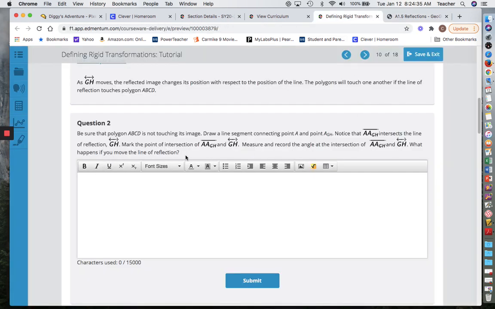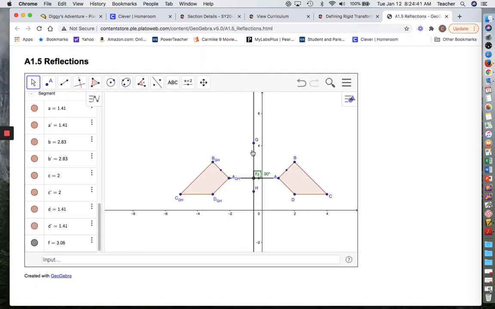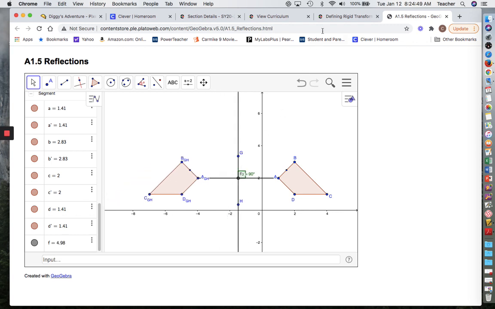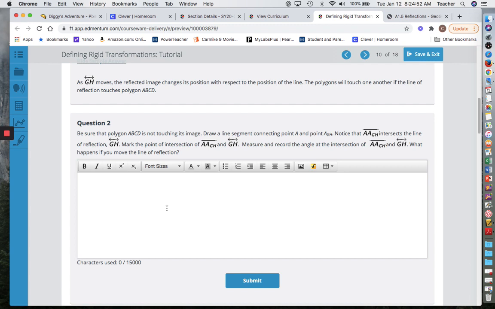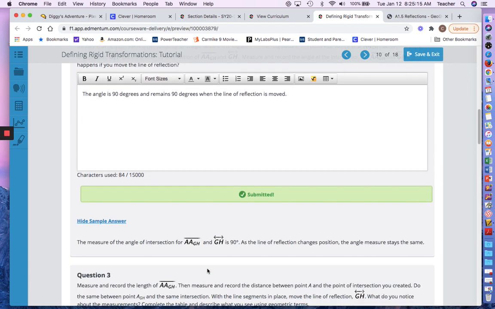Alright, what happens if you move the line of reflection? Alright, well, I'm going to come over here to move. I'm going to grab my line of reflection. Looks like my angle remains 90 no matter what. Even if I try to go up and down, it still says 90. So the angle is 90 degrees and remains 90 degrees when the line of reflection is moved. Okay.